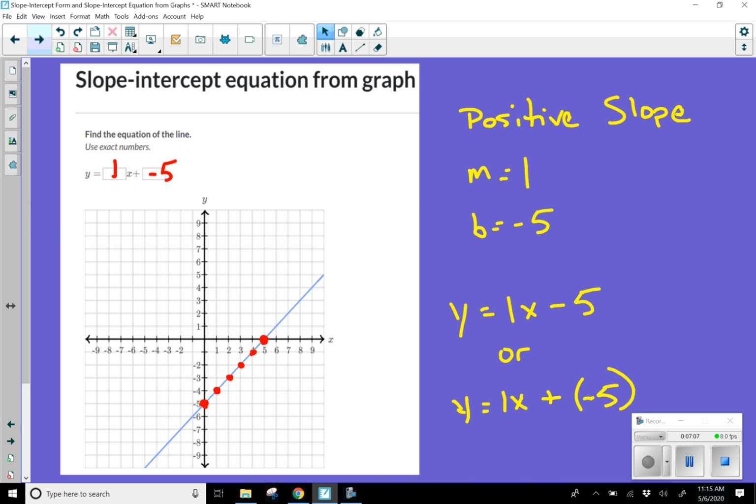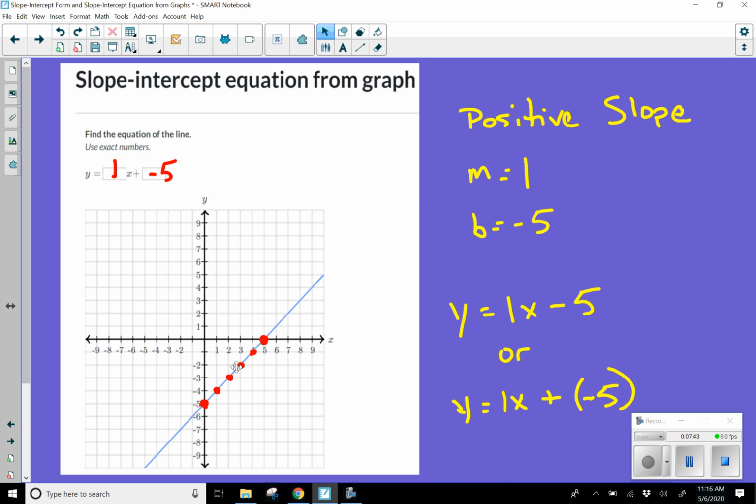Okay, here's our next line. As we can see, it's crossing my y-axis at negative 5, which makes the b negative 5. Then I filled my points in where my intersections were. Going from my y-intercept to the next point, I'm going up 1 over 1, which makes my slope 1. So m equals 1. Your equation can be written a couple of different ways. It could be written y equals 1x minus 5, or y equals 1x plus negative 5.